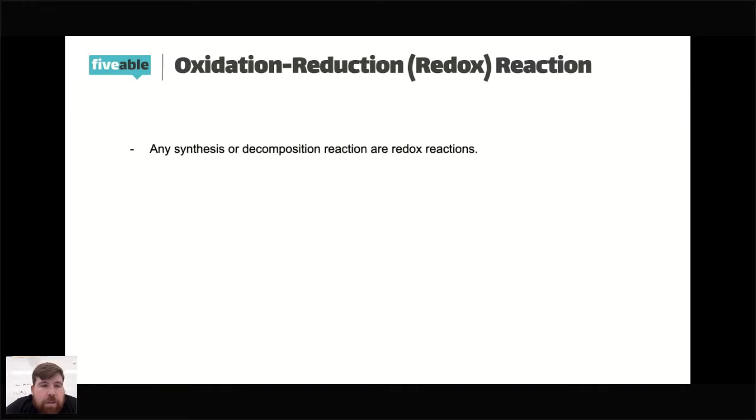The last thing I want to talk about is that any type of synthesis or decomposition reaction are usually redox reactions. You're transferring electrons between the reactants to produce a new product. So for example, if I take iron and chlorine, I can go ahead and combine them to make iron 2 chloride. This is absolutely an example of a redox reaction. Electrons transferred from the solid iron to the chlorine, making iron positively charged and chlorine negatively charged.